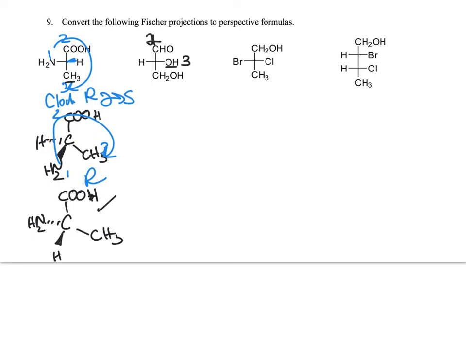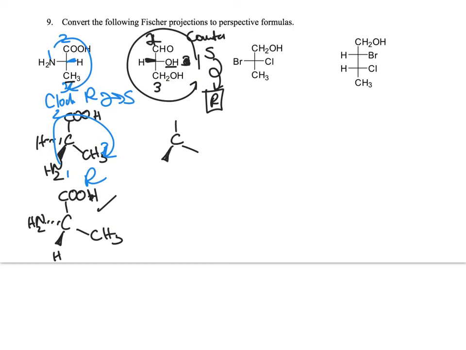Okay, this one here, aldehyde would be number 2. The OH would be number 1. The CH2OH would be number 3. So 1, 2, 3. That's counterclockwise. So that's S, but you have hydrogen coming at you. So S is going to switch to R. So this is R. So when we draw this, we draw a carbon, kind of our backbone. This is the CHO. This is the CH2OH.